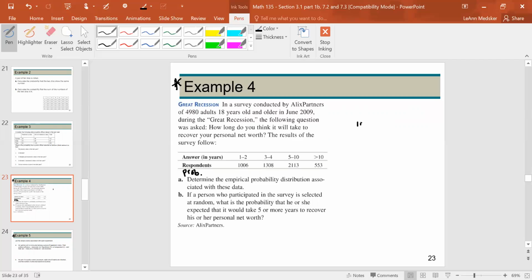So to find your probability, you have to take the number of people who responded that way and divide it by the total number of people. And we're going to turn these into decimals because the fractions are quite big. So divided by 4,980. This first one is, and we'll go to 3 decimal places, 0.202. Then we had 1308 divided by 4,980.